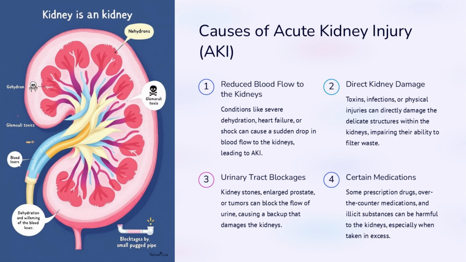Blockages in the urinary tract, such as kidney stones, an enlarged prostate, or tumors, can also lead to AKI by causing a backup of urine that damages the kidneys. Certain medications, both prescription and over-the-counter, as well as illicit substances, can be harmful to the kidneys, especially when taken in excess. Understanding these potential causes of AKI is crucial for prevention and early intervention.